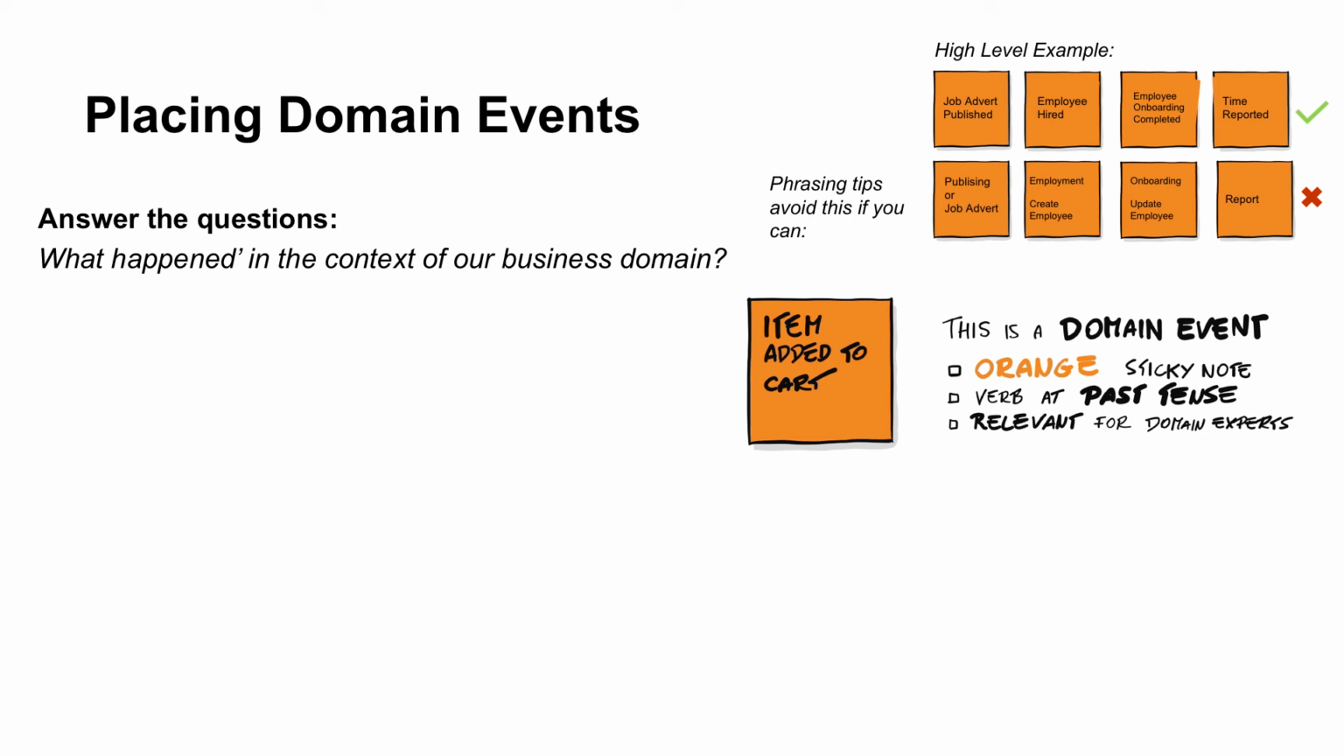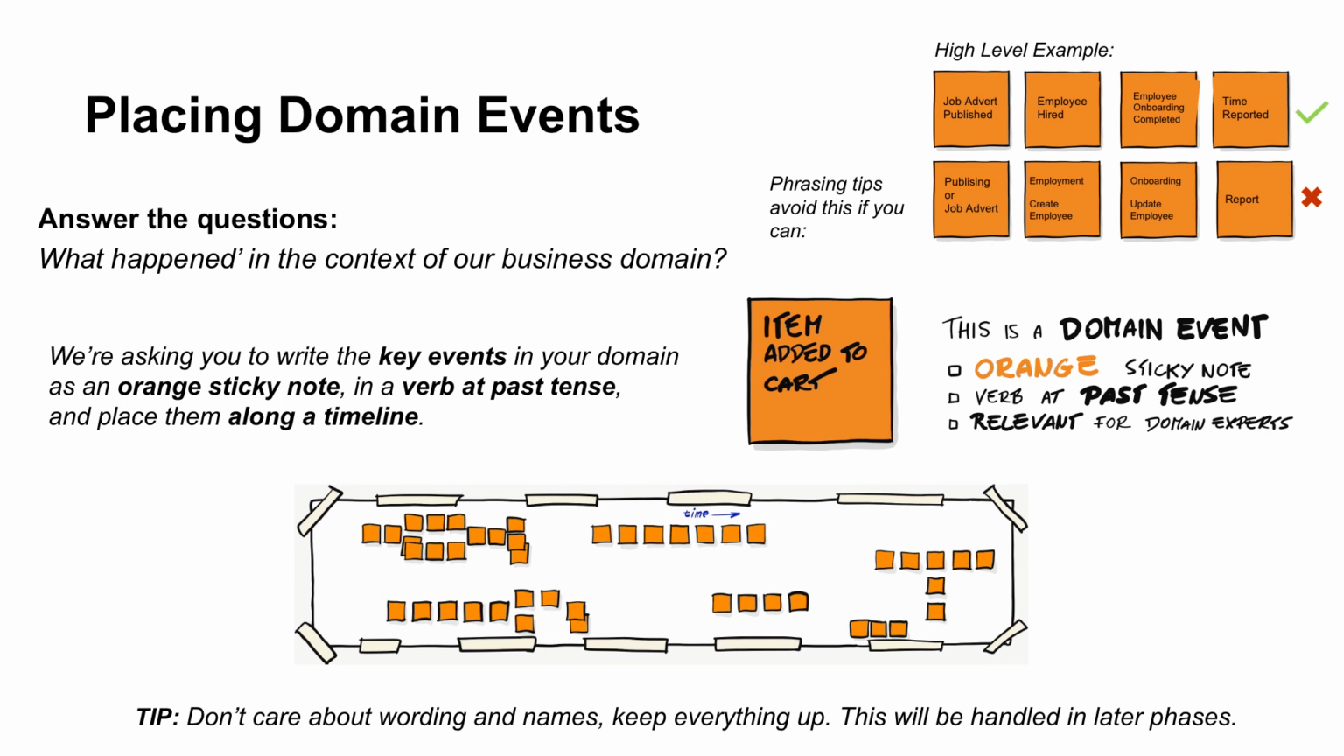So you can try to do it as properly, semantically, as possible, but that's not the most important part. In the end, when everyone's instructed to do this, you will have everyone writing these key events in the domain on an orange sticky note, in a verb in past tense, and placing them along a timeline. The timeline here is the canvas, and it's not really the calendar time, like this is what I do on Mondays. It's more the cause and effect type of time.